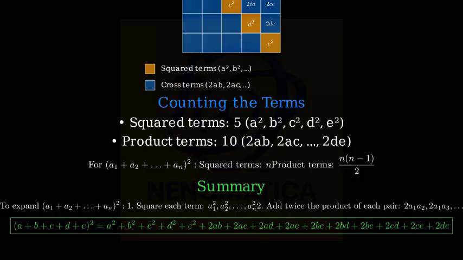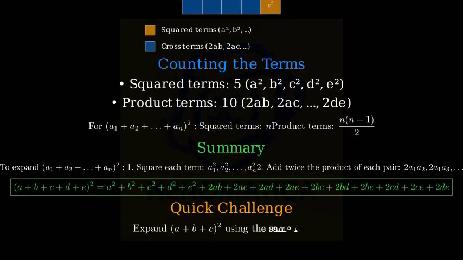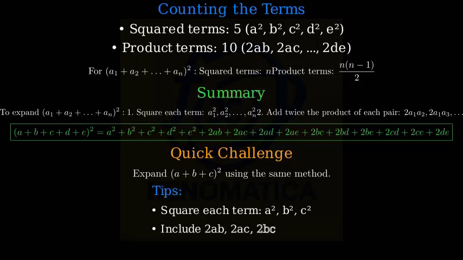As a challenge, try expanding (a + b + c) squared on your own using the same method we've used today. Remember to square each term and include twice the product of each pair of terms.